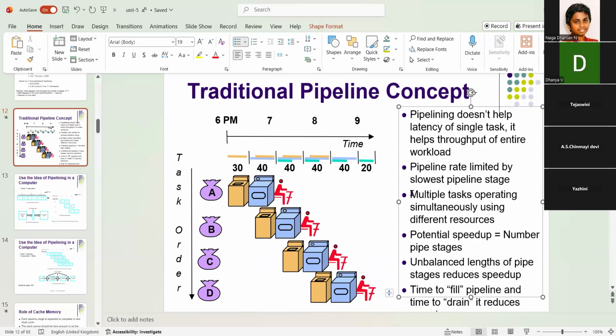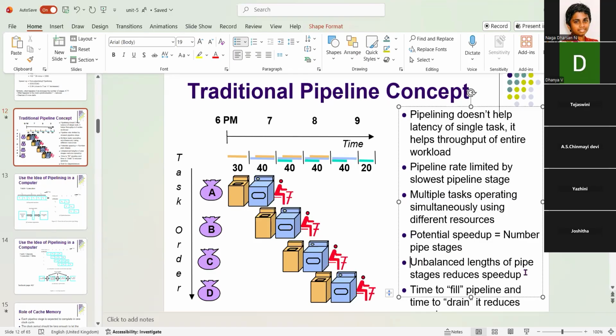And then, multiple tasks operating simultaneously using different resources. That is the first point that I said regarding what pipelining is. Multiple tasks happening at the same time, different tasks happening at the same time. That is what pipelining is. And potential speed up is proportional to the number of stages. We saw the whole NT, everything in terms of that. We just saw that.